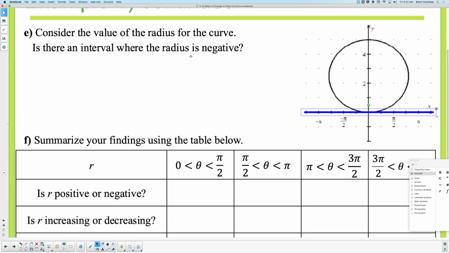So is there an interval where the radius is negative? Yes. The answer is yes. The symbol for the radius to be negative is r is less than 0. When do we start becoming negative values? Do you remember what I said? Starting from pi, and you would not include it, so you just do pi less than theta, which is less than, and when do we stop? 2 pi, that's right.